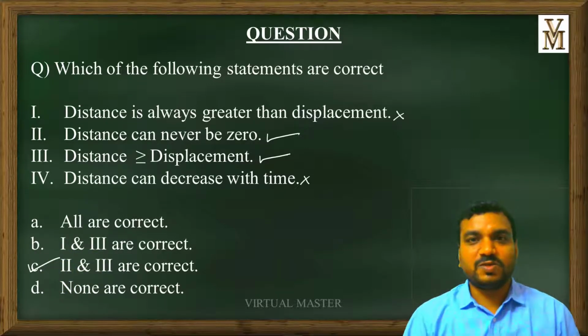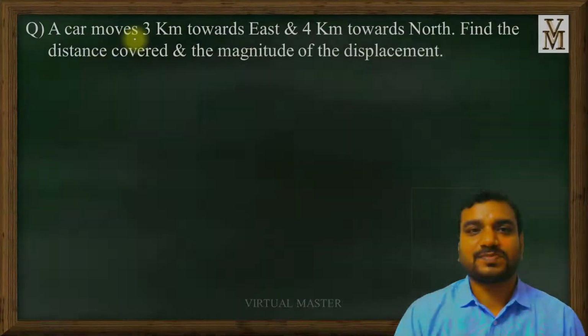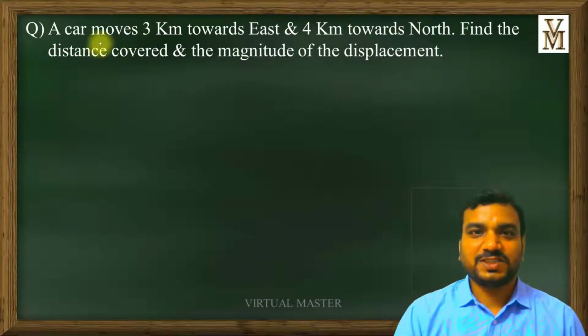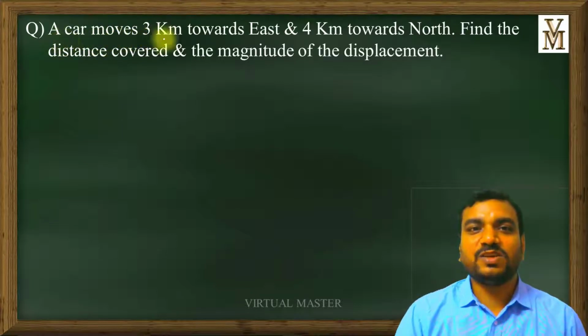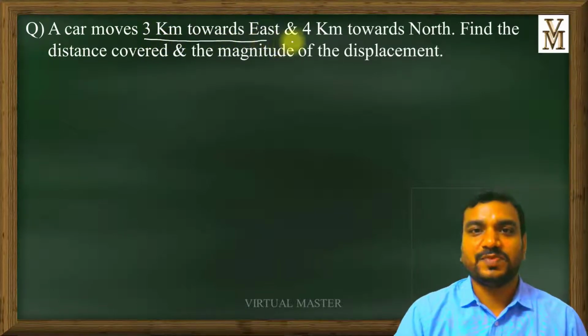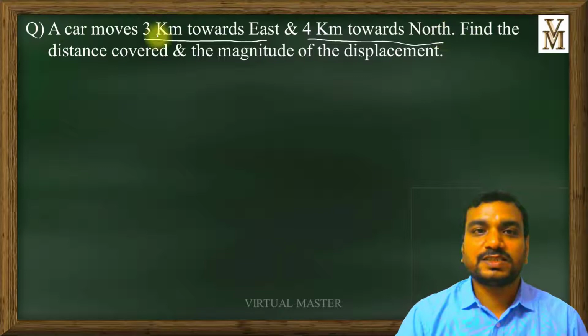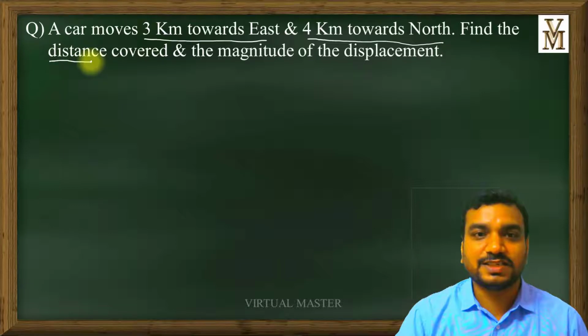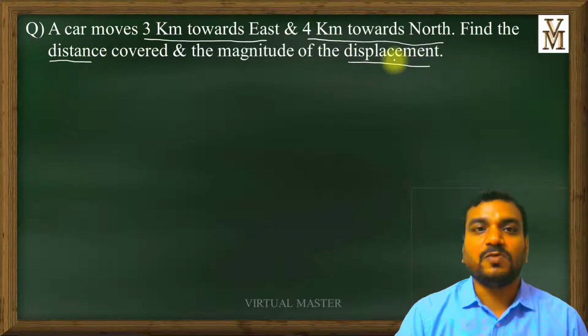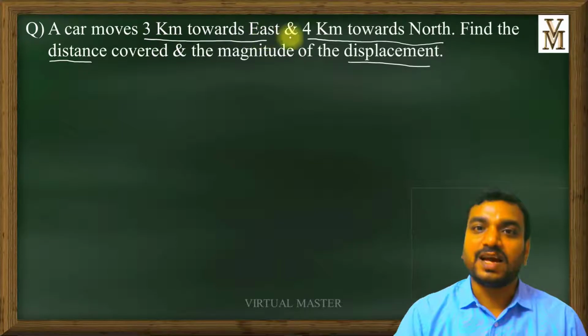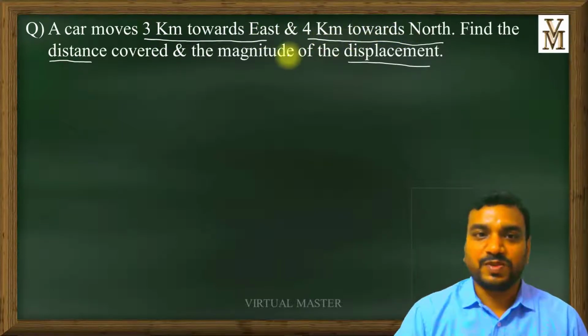Now, let us solve our first question. Our first question is: a car moves 3 km towards east. That is, the car is moving 3 kilometers towards east. Then it moves 4 kilometers towards north. Find the distance covered and the magnitude of the displacement. So what do we have to find? We have to find the distance and displacement of the car when it moves 3 kilometers towards east and 4 kilometers towards north.